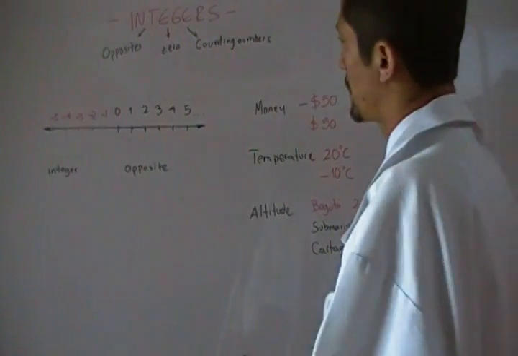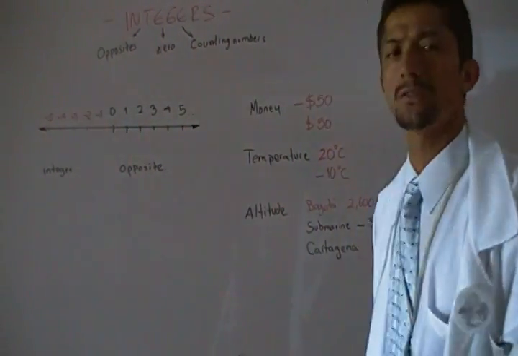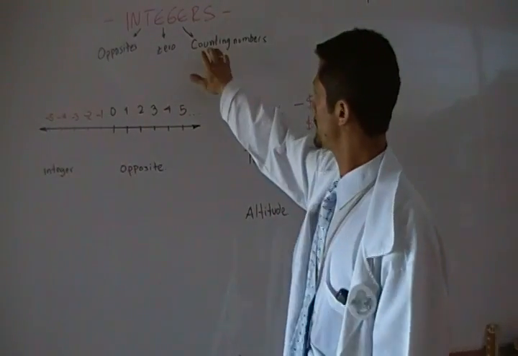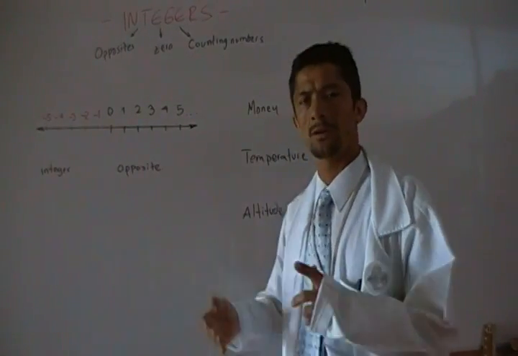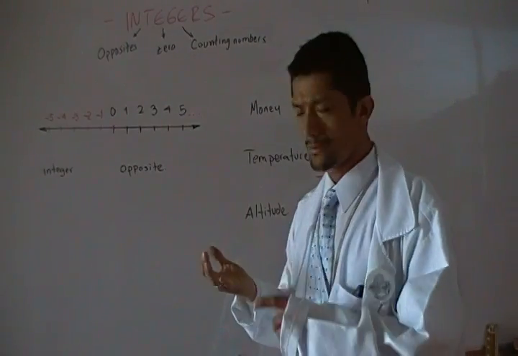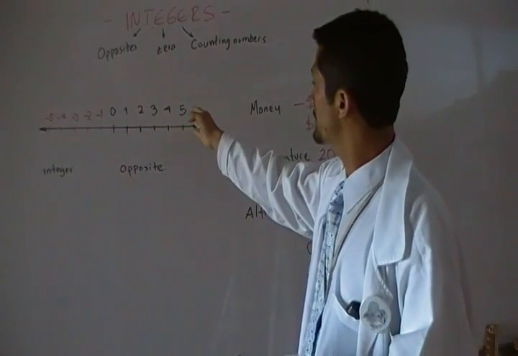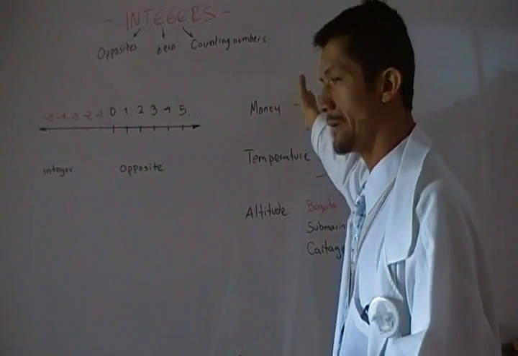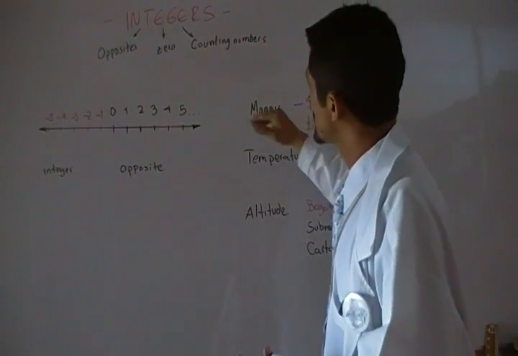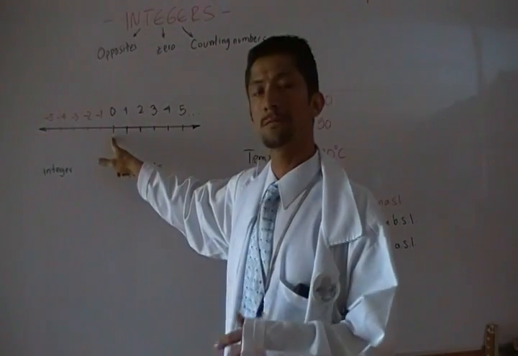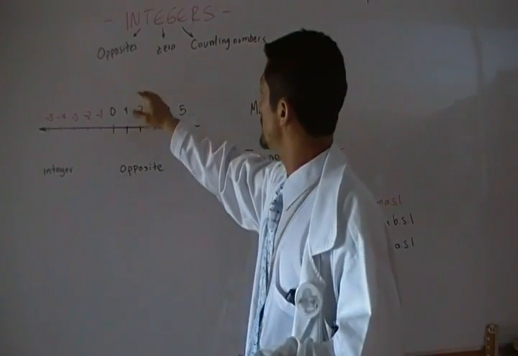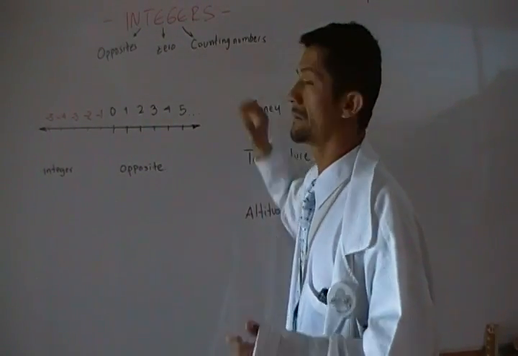Integers are numbers that we can use in some situations. They are made of counting numbers. Everybody knows what the counting numbers are. So 1, 2, 3, 4, 5, 6, etc. They continue indefinitely to the right. 0, which is like a point of reference, and the opposite of counting numbers.